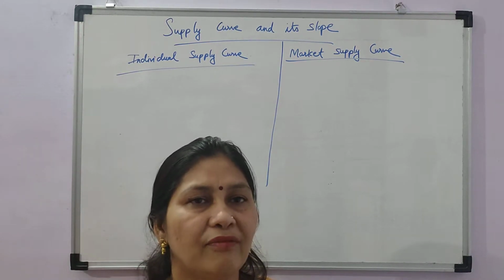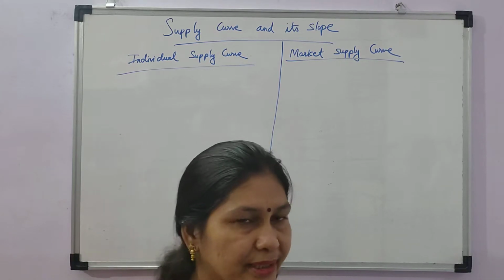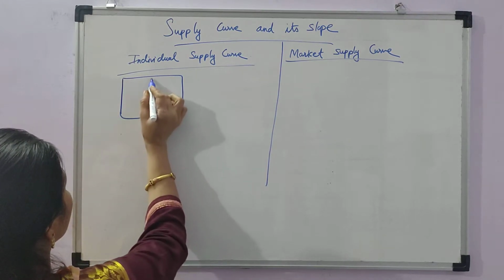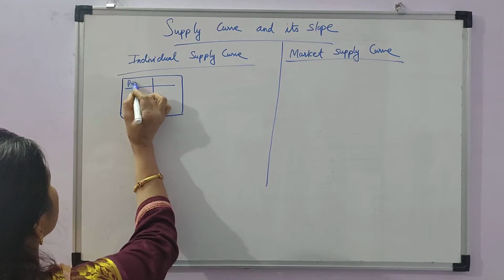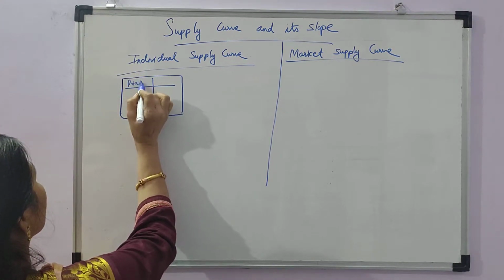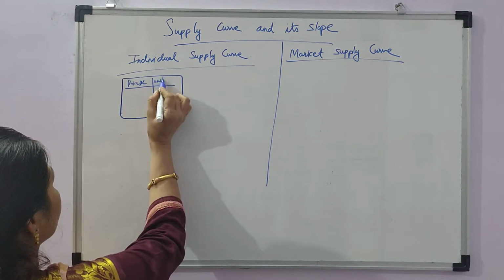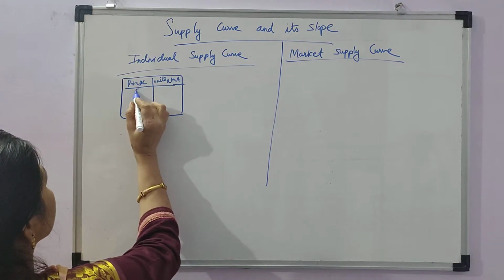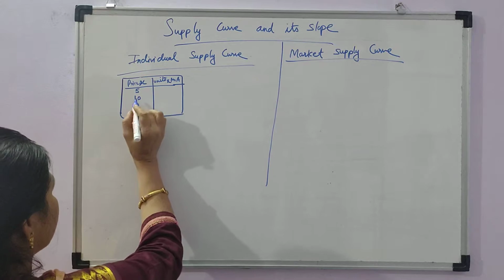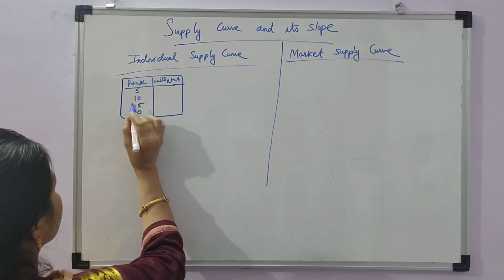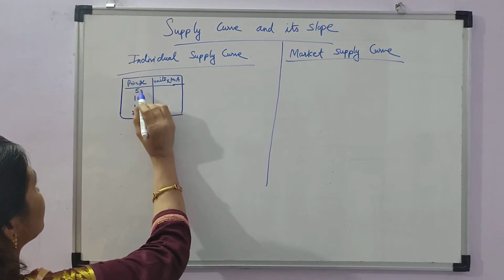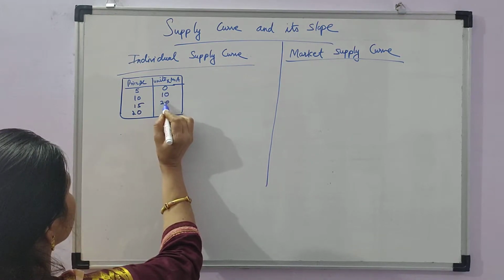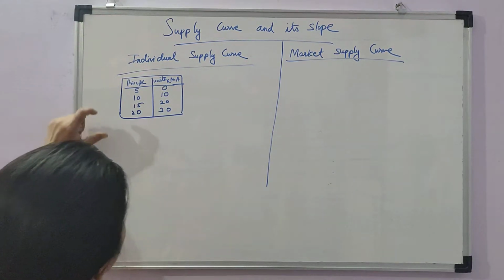So how will you make the graph of individual supply curve and the market supply curve? First of all, the individual supply curve. In the individual supply schedule, as we showed you, this is the price of X commodity, and these are the units of X commodity of Mr. A. Suppose the price of the commodity is 5, then the price is increasing by 5 rupees, and at rupees 5 the supply will be 0, and as the price starts increasing the supply also increases. So this is the individual supply schedule of Mr.